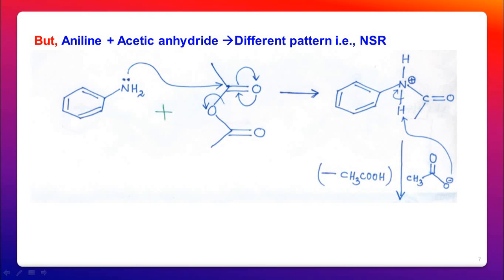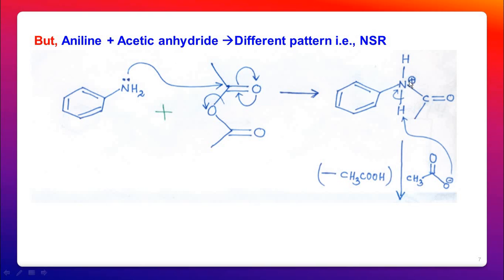But when aniline reacts with acetic anhydride, a different pattern of reaction is observed. That is, it undergoes nucleophilic substitution reaction. When aniline is treated with acetic anhydride, the nitrogen lone pair attacks the carbonyl carbon of acetic anhydride. Then the bond pair is shifted towards this oxygen. It comes back again to form the pi bond. Then the carbon-oxygen bond is cleaved, so from here the acetate anion moves out, giving rise to this intermediate.